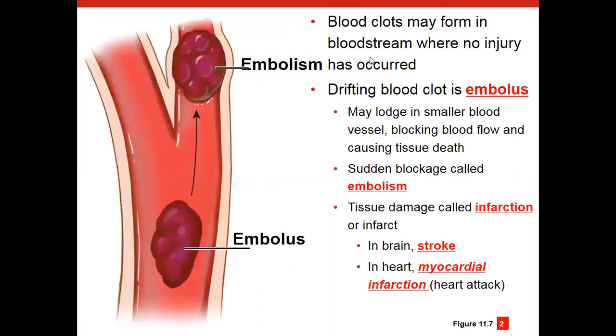The tissue damage in response to that is called an infarction, or an infarct. That can happen in the brain, and an infarction in the brain is called a stroke. An infarction in the heart is called a myocardial infarction, which is a heart attack. So a blood clot that gets stuck in a blood vessel can cause tissue damage called infarction. In the brain, that's called a stroke, and in the heart, it's called a myocardial infarction. Think myo is muscle and cardio is heart, so a myocardial infarction is tissue damage in the heart, which is a heart attack.